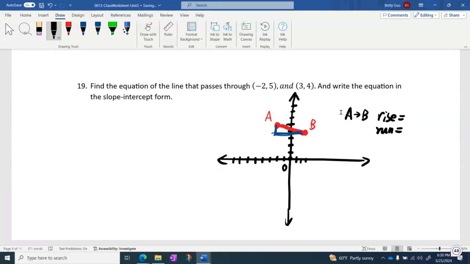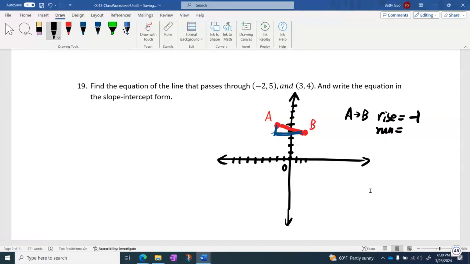From A to B, the rise: because from A to B we go down, right? We look at the graph from the left to the right. So from A to B, the line segment goes down. How many units down? 1 unit down. Only 1 unit down. So the rise is -1. From A to B, the run is going to be positive.